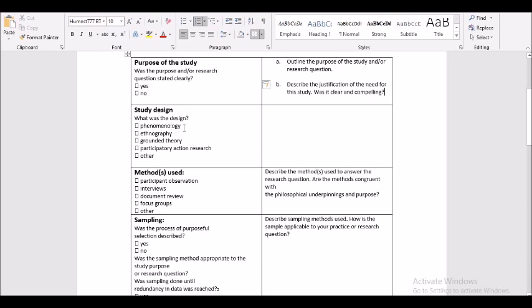I'm just restricting myself for this one. Phenomenology, ethnography, grounded theory, participatory action research. Was it empirical or just an observational paper? When you talk about other, remember they are using more schools, like interpretivism, descriptivism, narrativism, then a case study approach, or is it a feminist kind of a paper?